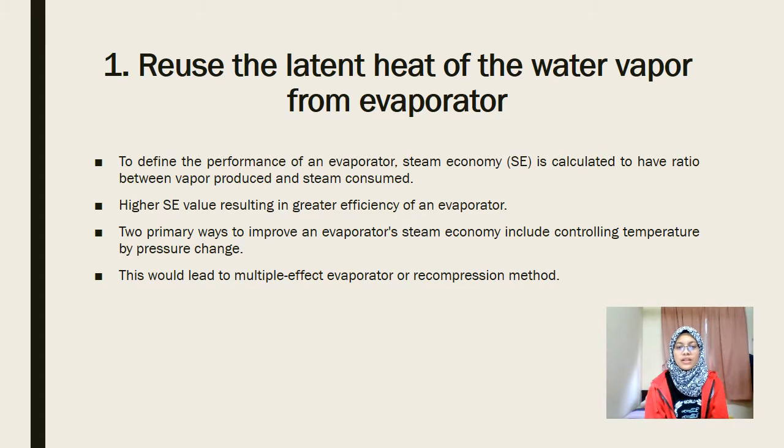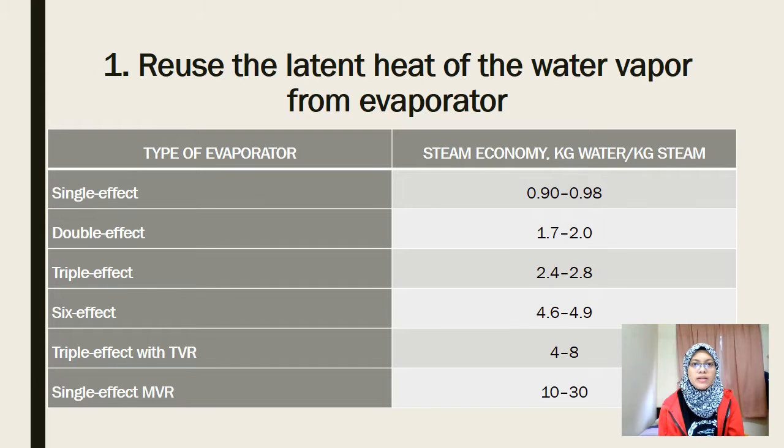To define the performance of an evaporator, the steam economy, or in short SE, is calculated as the ratio between vapor produced and steam consumed. A higher SE value results in greater efficiency of an evaporator. However, SE can be improved. Two primary ways to improve an evaporator's steam economy include controlling the temperature by pressure change. This would lead to a multiple effect evaporator or recompression method. As studies were made, multiple effect evaporators and variation in the pressure will give a higher result on the steam economy.